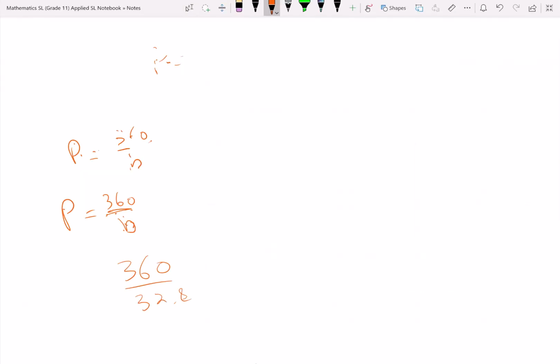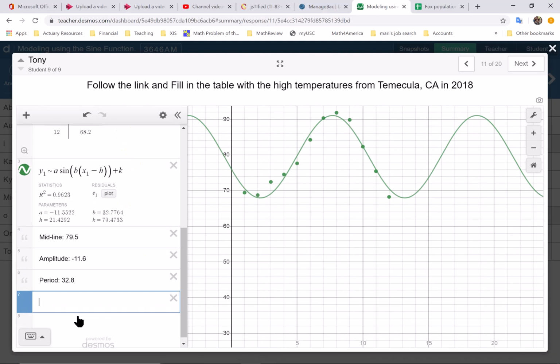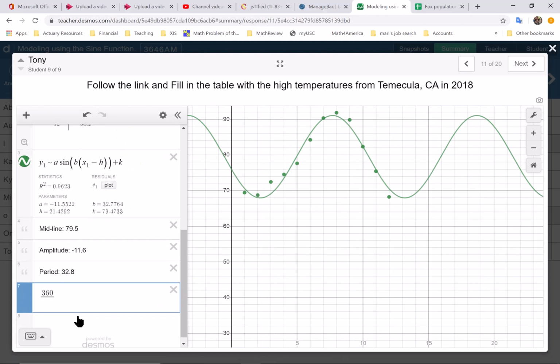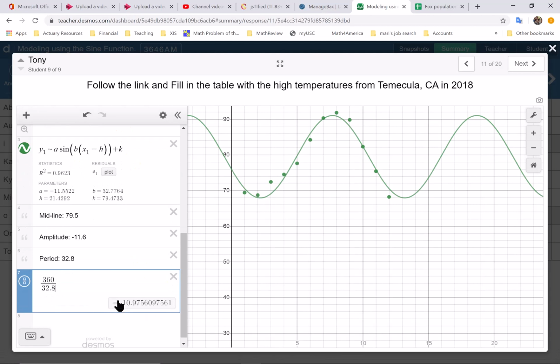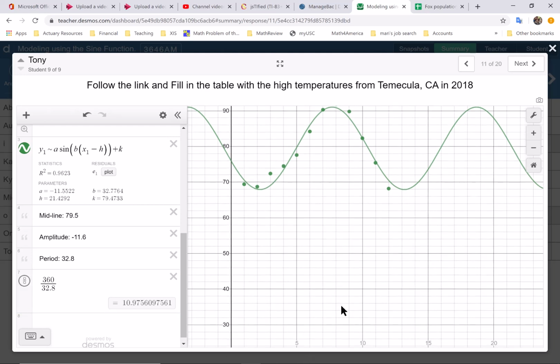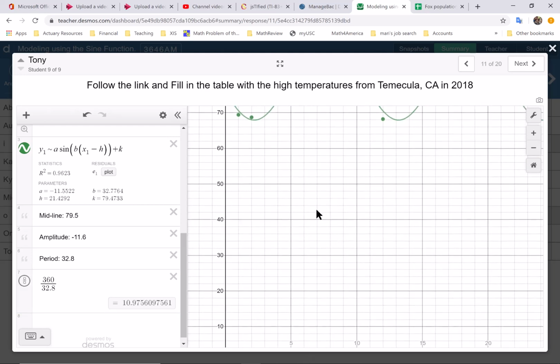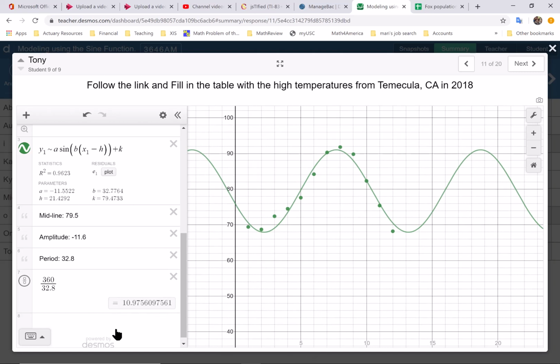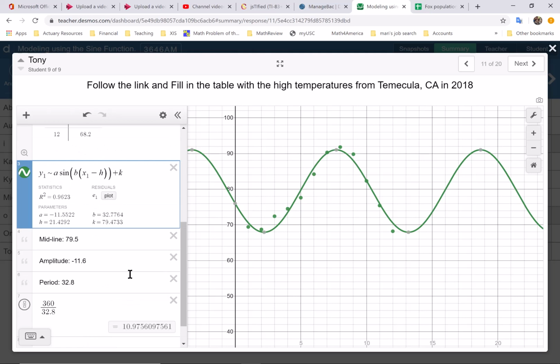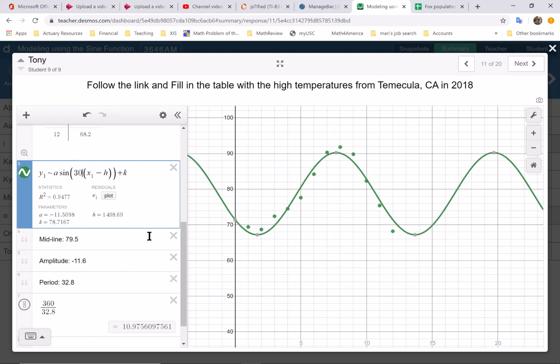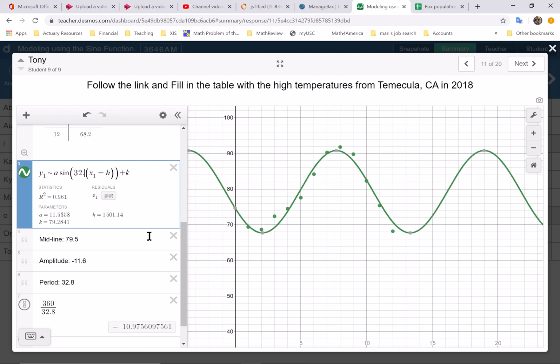And if you do 360 over 32.8, you get something really close to 11, which is a little bit weird in this case, but what do you think the period should be? Well, the period actually should be 12 if you think about it logically. So if you wanted to actually change this to 30, you could. Let's see what happens if we change this to 30. It's still pretty accurate, but the model's just fitting it directly. So the period is actually about 11.